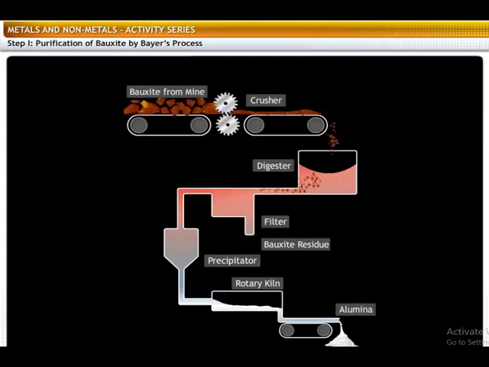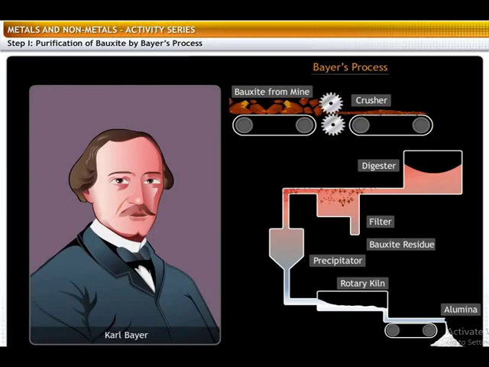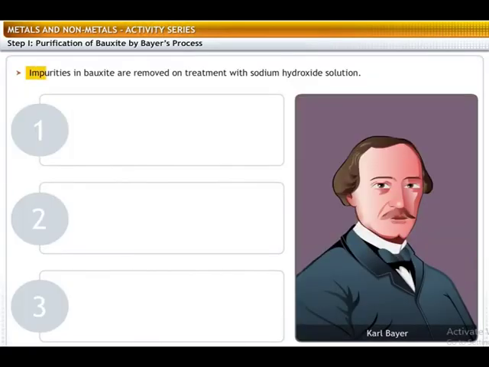The first step in the extraction of aluminium is the purification of bauxite through a process called Bayer's process. This process is named after Austrian chemist Karl Bayer, who invented and developed the method to supply alumina for the textile industry. Iron oxide is present as an impurity in bauxite. In Bayer's process, this iron oxide is removed by treatment of bauxite with sodium hydroxide solution.